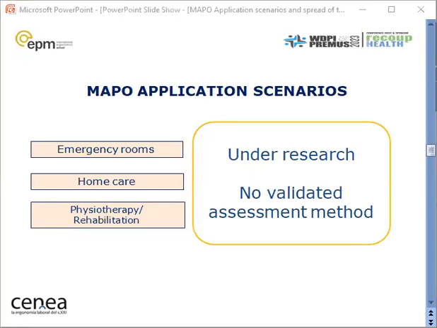However, in the case of emergency rooms, home care, and physiotherapy or rehabilitation services, these areas are still under worldwide research. And although progress has been made, there has been no validated method for assessing these areas of the healthcare facility yet. In this workshop, Olga Menoni will be presenting the results of her research on the prevalence of musculoskeletal injuries among home care workers and the main preventive measures in order to reduce the risk of this task.